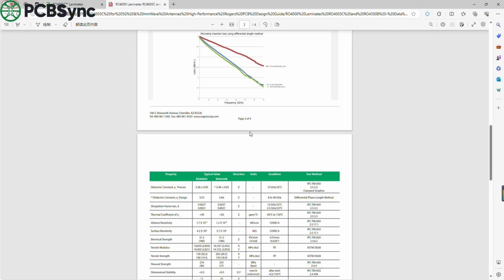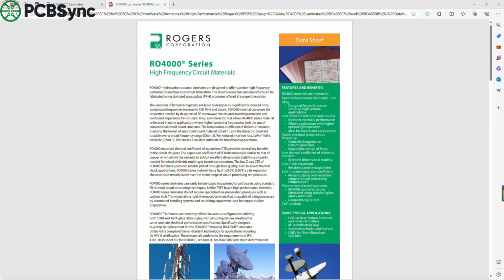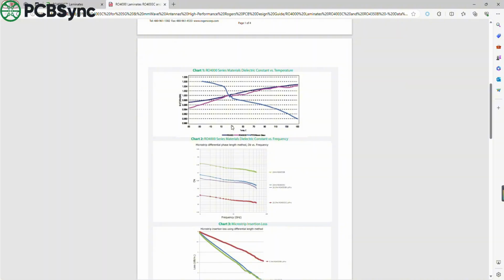Next, let's take a look at the RO4003 datasheet. According to official information, RO4003 lists cellular base station antennas as one of the typical applications for the RO4000 series. For high-frequency antennas, lower dielectric loss helps reduce losses in the feed line and substrate, but the final antenna performance is still affected by factors such as copper foil roughness, surface treatment, connectors, radiating structure, and manufacturing tolerances.